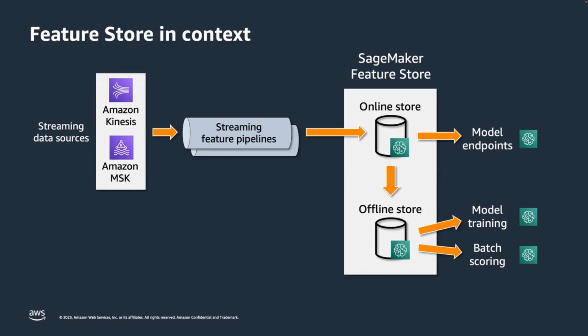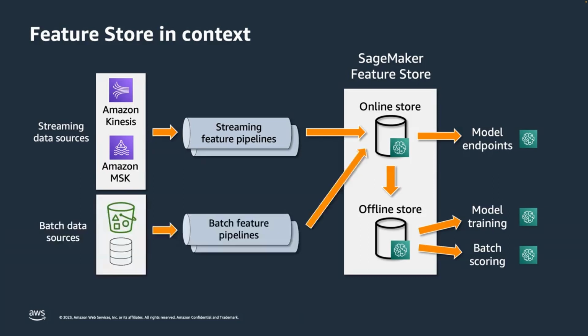Streaming data sources can automatically input data into the online store using feature pipelines that you've created using Data Wrangler or your own code. You can also have batch data sources and process them through batch feature pipelines and add the results to Feature Store.